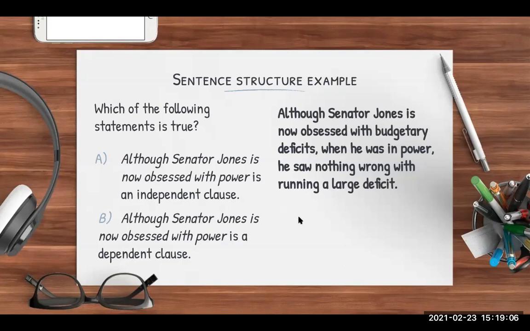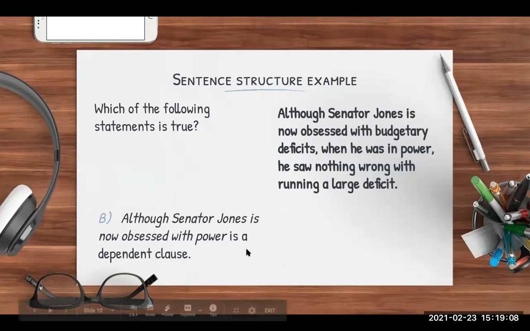So for this question, we know that "Although Senator Jones is now obsessed" is a dependent clause because of this "although" piece that makes it making sense hinge on the rest of the sentence also being there.